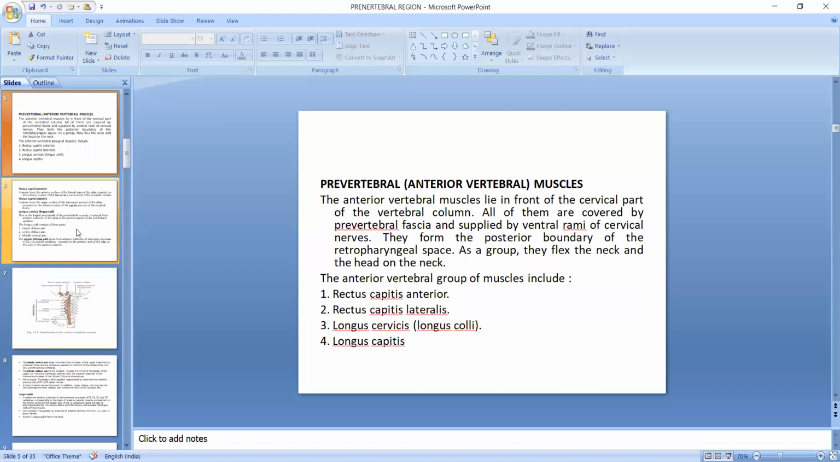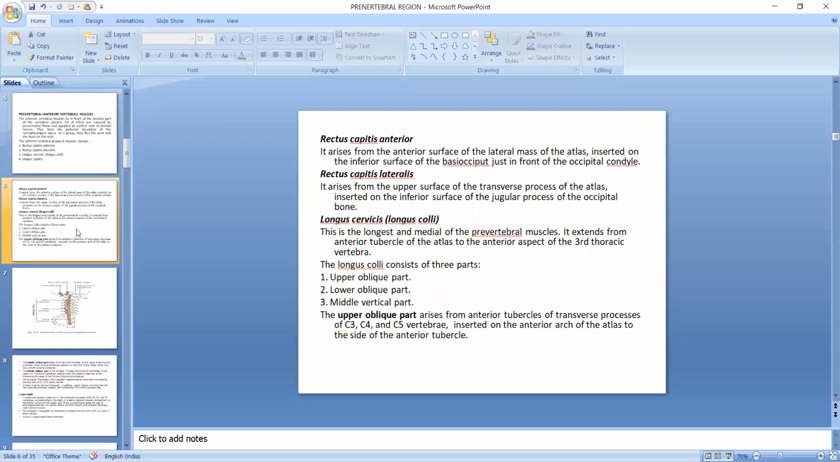Prevertebral muscles. The anterior vertebral muscles lie in front of the cervical part of the vertebral column. All of them are covered by prevertebral fascia and supplied by ventral rami of cervical nerves. They form the posterior boundary of the retropharyngeal space as a group. They flex the neck and the head. Anterior vertebral group of the muscle includes rectus capitis anterior, rectus capitis lateralis, longus cervicis and longus capitis.